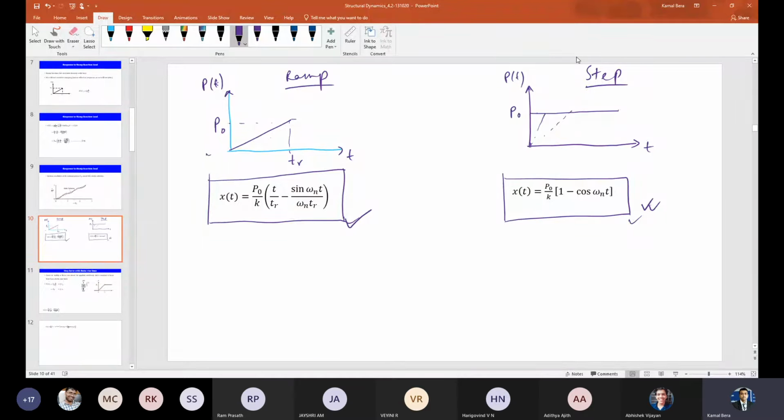So does anybody have any doubt about these two expressions that we did in the last class? So this expression, the left hand side expression, is the response due to the ramp function load, and this is the response due to the step function load. Okay, so this we have already derived in the last class. It is clear to everyone, right? If you have any doubt, then you can ask.